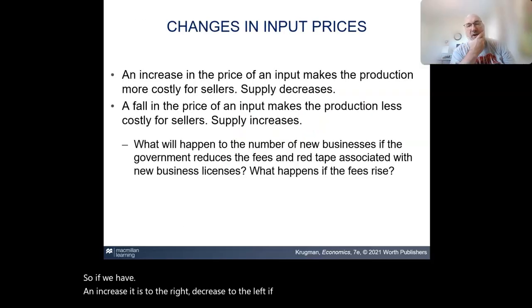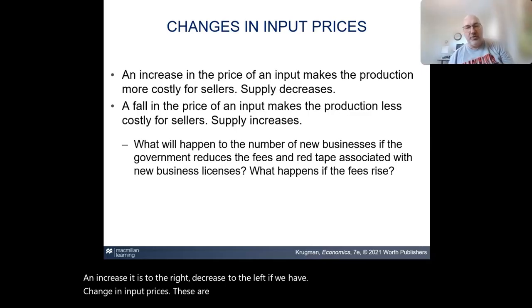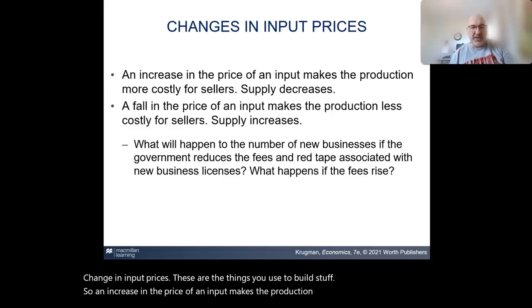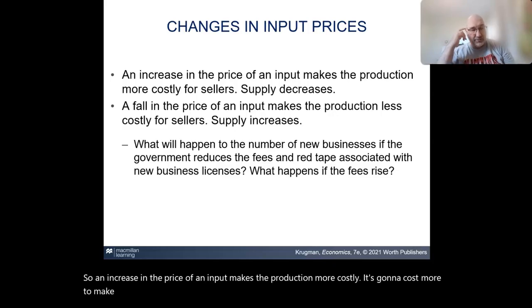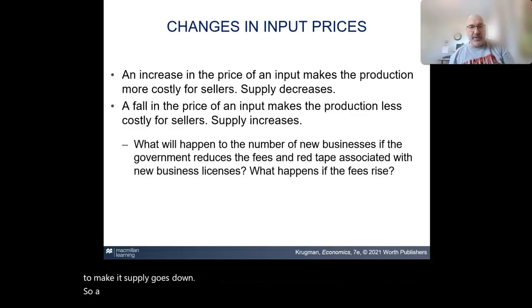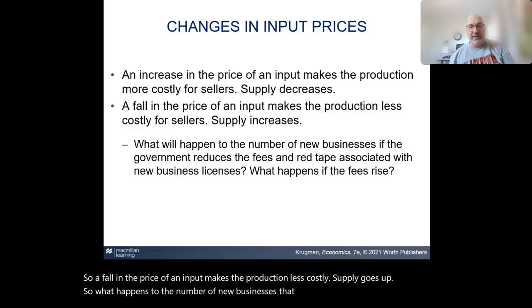If we have a change in input prices, these are the things you use to build stuff. So an increase in the price of an input makes the production more costly. It's going to cost more to make it. Supply goes down. So a fall in the price of an input makes the production less costly. Supply goes up.